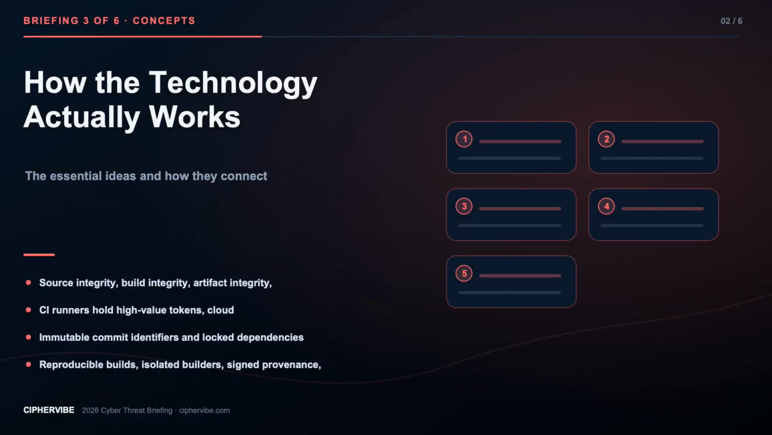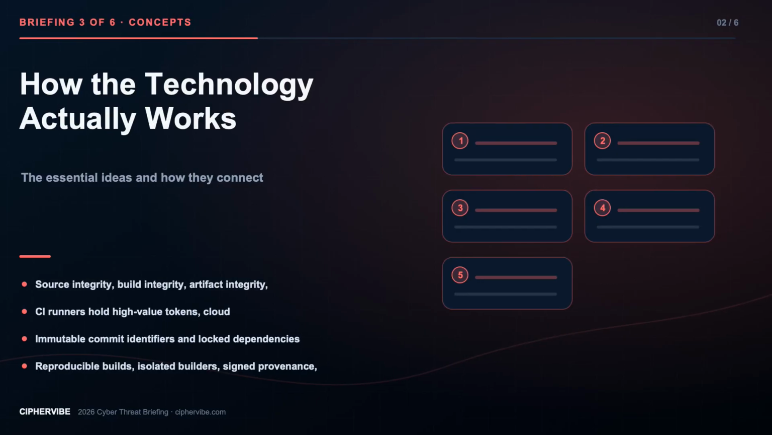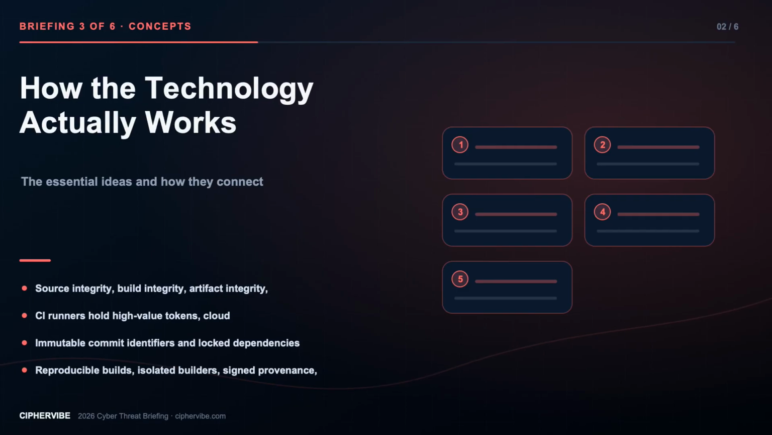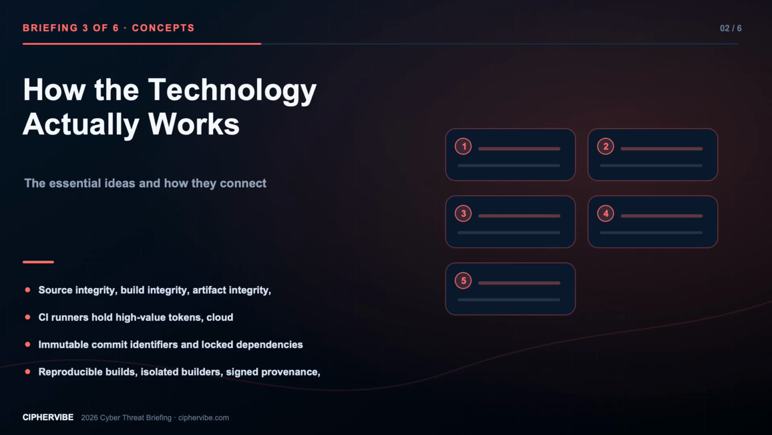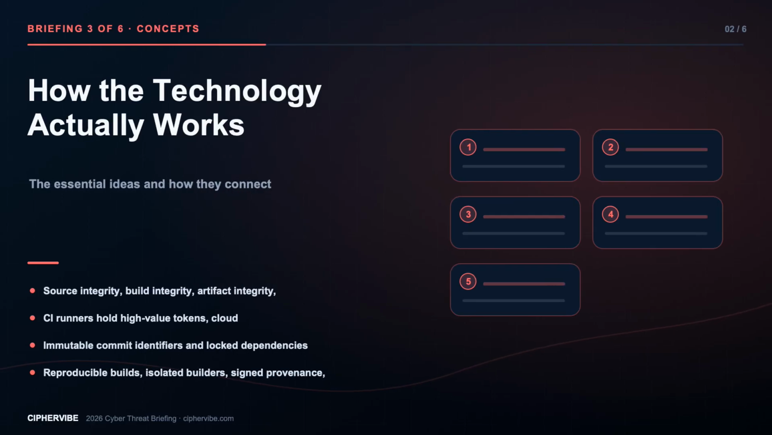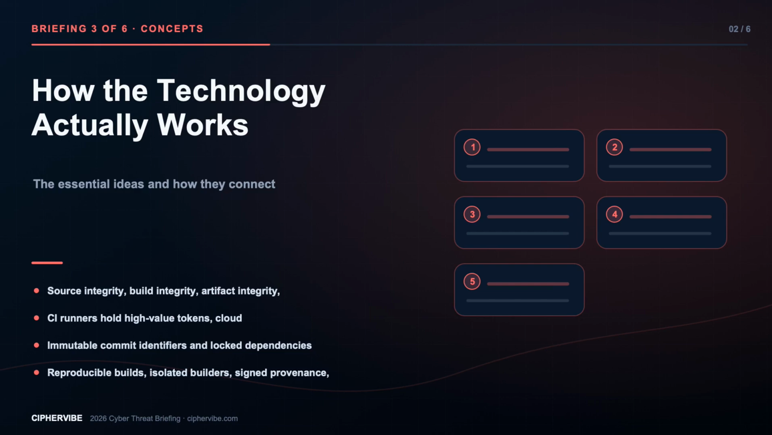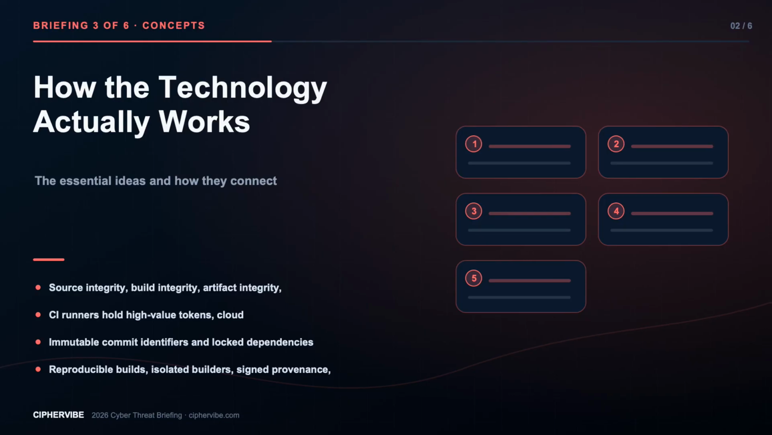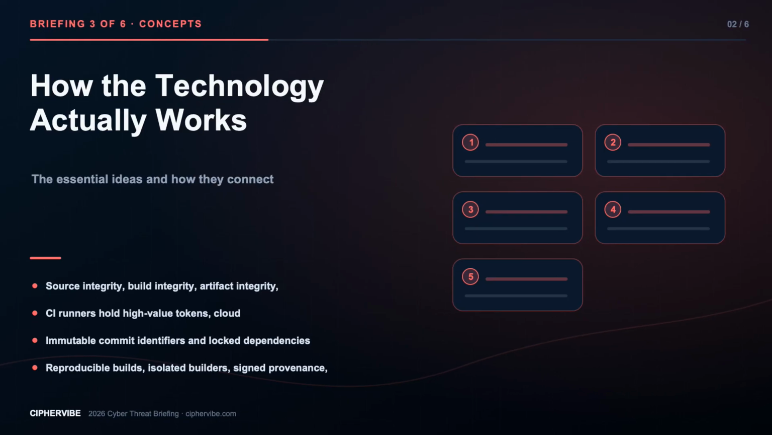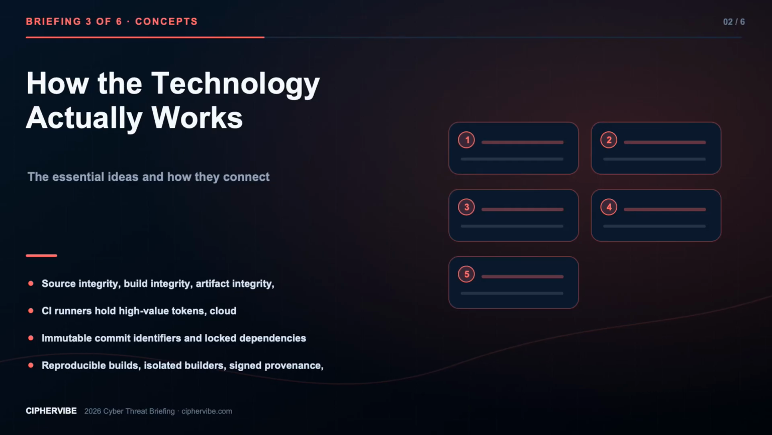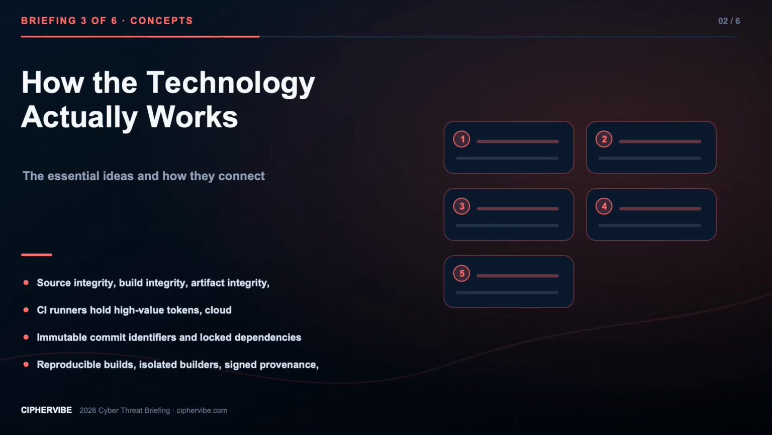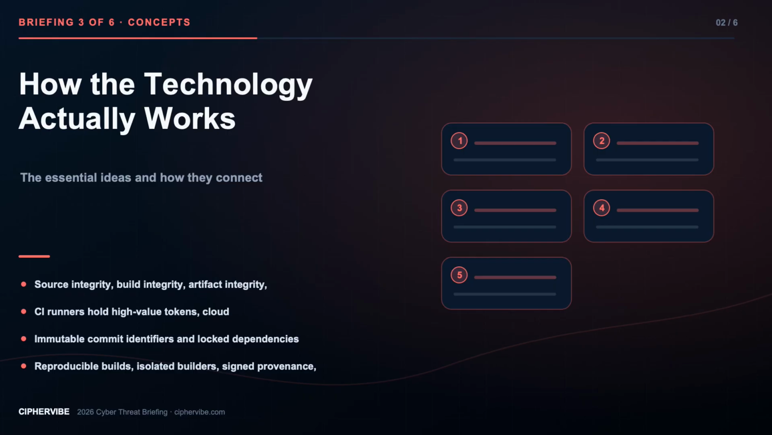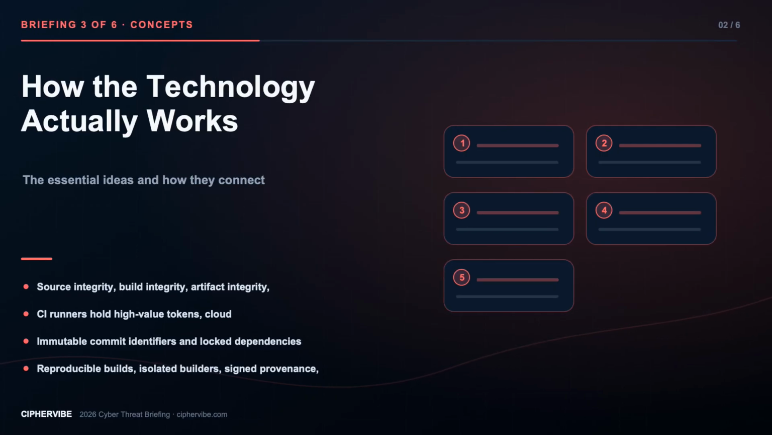Start with 4 concepts that provide the vocabulary for Beyond SolarWinds, supply chain attacks in 2026. First, source integrity, build integrity, artifact integrity, dependency integrity, and release authorization are separate trust decisions. Second, CI runners hold high-value tokens, cloud credentials, package publishing permissions, signing access, and repository secrets that turn workflow compromise into lateral movement. Third, immutable commit identifiers and locked dependencies reduce tag mutation and surprise updates, but do not validate every action executed inside the pinned code. Fourth, reproducible builds, isolated builders, signed provenance, policy verification, and independent rebuilds create evidence across different failure domains.